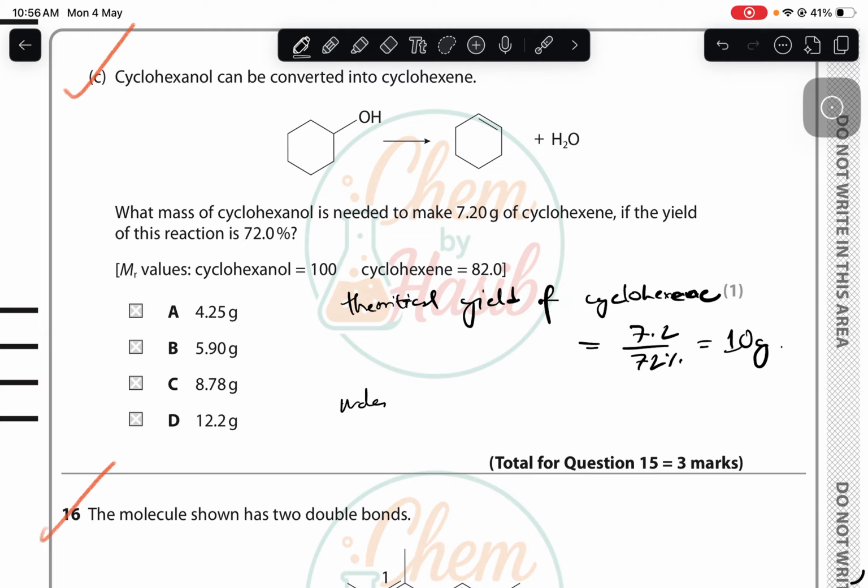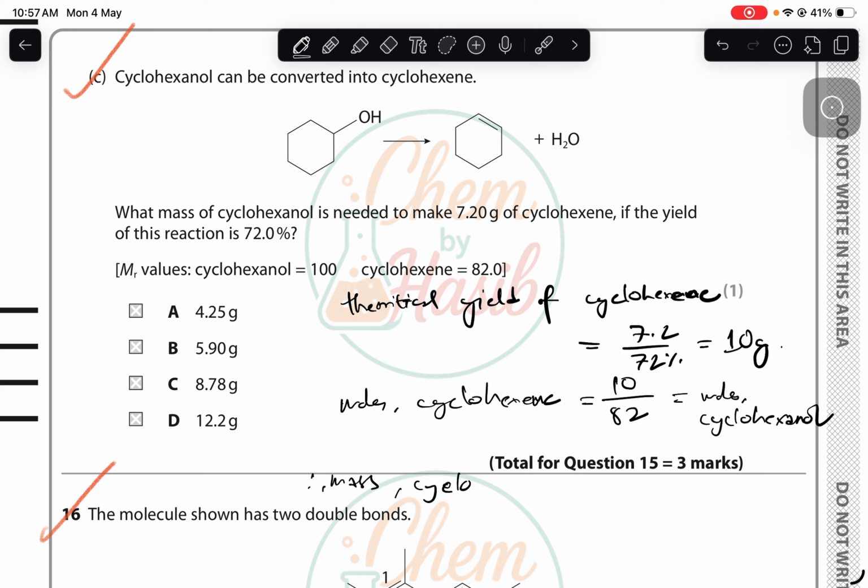Then what you do is you find the moles of cyclohexene. Moles of cyclohexene will be mass divided by the molar mass. Molar mass of cyclohexene is 82, right? So moles of cyclohexene will be equal to the moles of cyclohexanol, because the mole ratio of cyclohexene and cyclohexanol is 1:1. Therefore, you find the mass of cyclohexanol required.